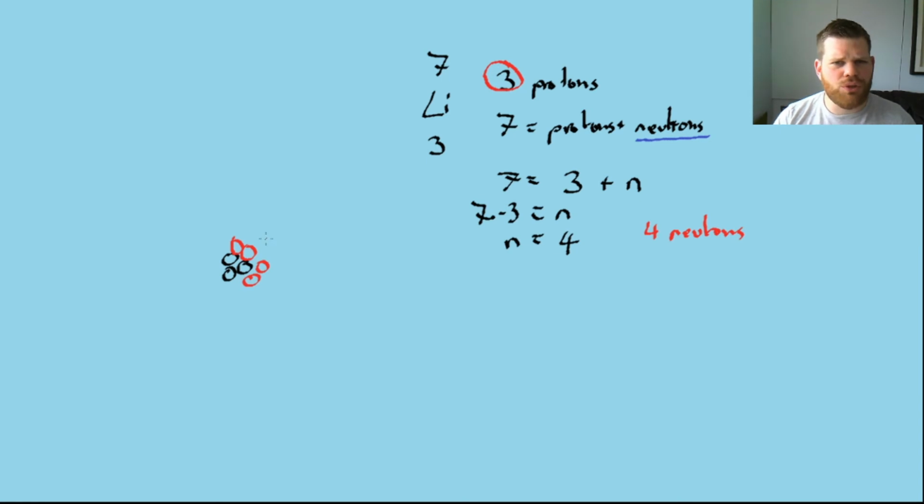So now we need to draw in our electrons. Now this is where it gets a bit more difficult, because we haven't yet talked about how to draw electronic configuration of our atoms. Now I am going to talk about this in the next video, but just for the moment you're going to have to trust me. There are 3 electrons.